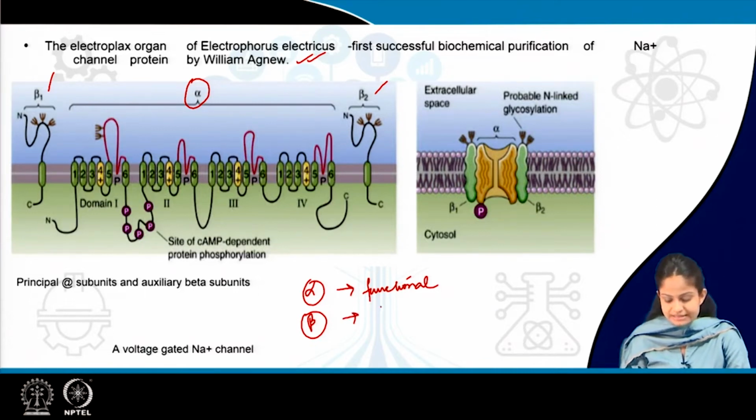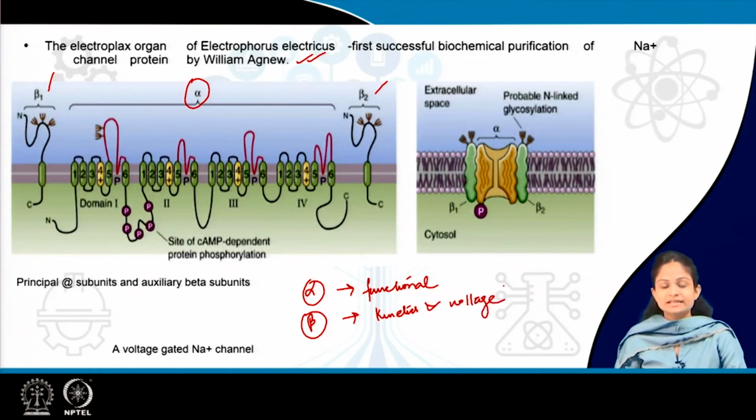The kinetics and the voltage dependence required for the gating mechanism are mainly handled by the beta subunits. But we will put more focus on the alpha subunit.